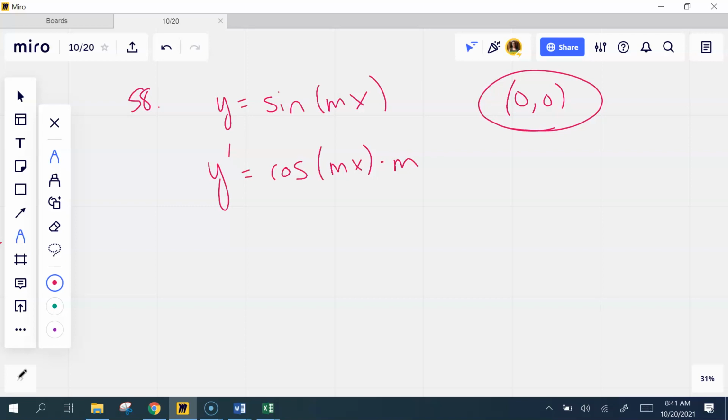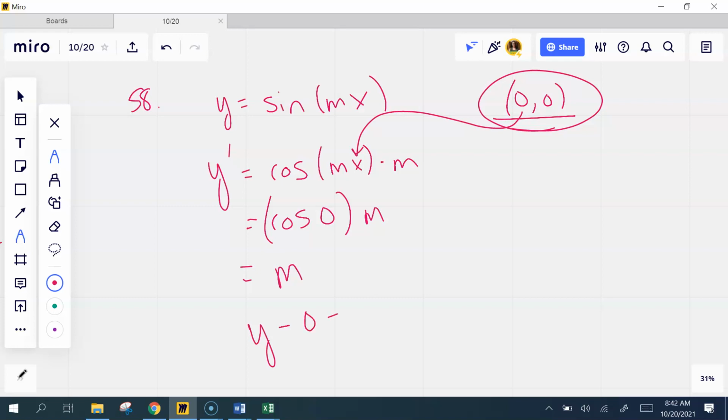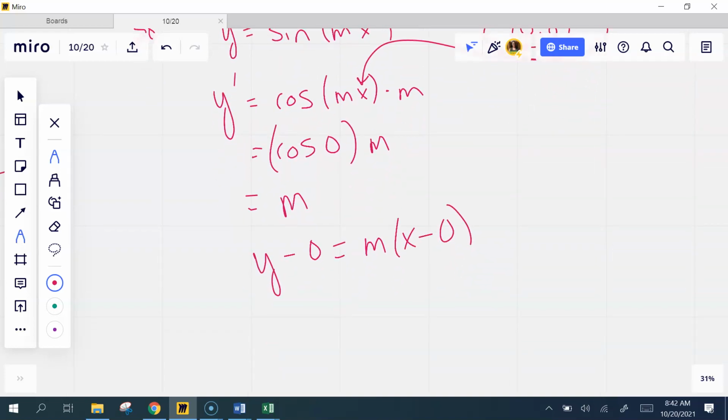I'm plugging in 0 for x. So what's the cosine of 0? So what's the slope? Ironically enough, it's m, the same variable we always use for slope. And so now I do have this point 0, 0. So it's y minus 0 equals slope times x minus 0. That's just point slope. So you could leave it like that, or you could say this is the same thing as y equals mx. It was just with a variable there instead of a number.